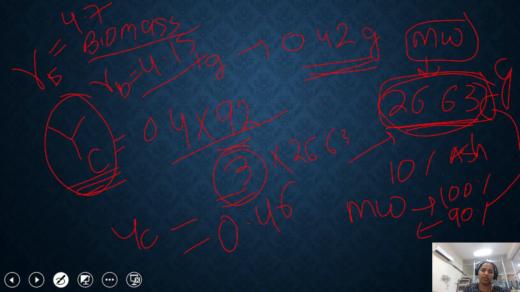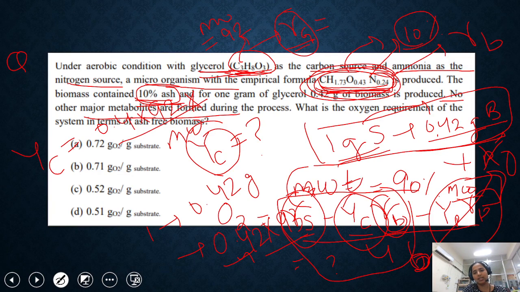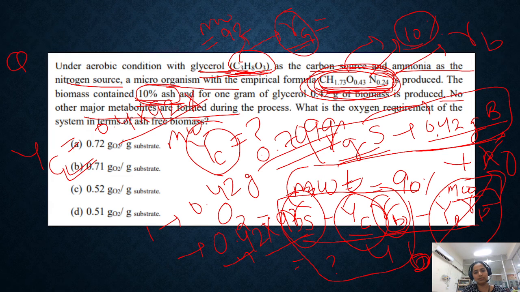Here we are solving this. So YC is 0.46, then gamma of B is coming 4.15, and gamma of S is coming 4.7. So when you put all the things in this equation, it will come around 0.709 gram. So the correct answer to this question is B. So everyone get this question, how we are solving this type of problem, because this is really important?